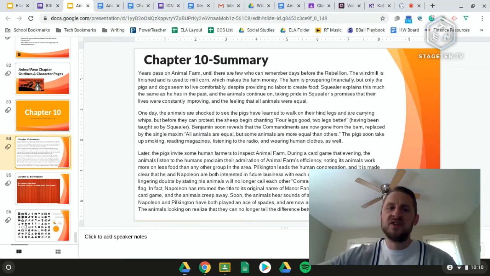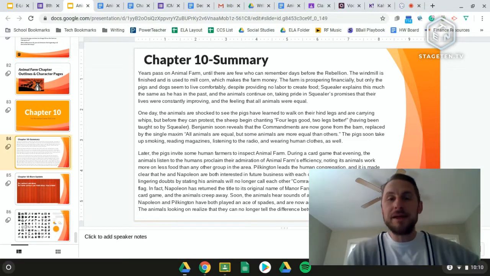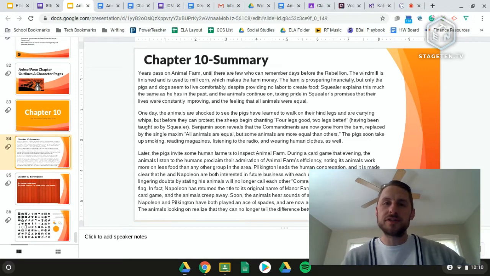Years pass on Animal Farm until there are few who can remember days before the rebellion. The windmill is finished and is used to mill corn, which makes the farm money. However, it never does provide electricity or any of the things that Snowball had originally discussed. So they're talking about building a second windmill, and maybe this one will generate electricity and make animals' lives easier. But that's not really the sense I would think that any of us get.